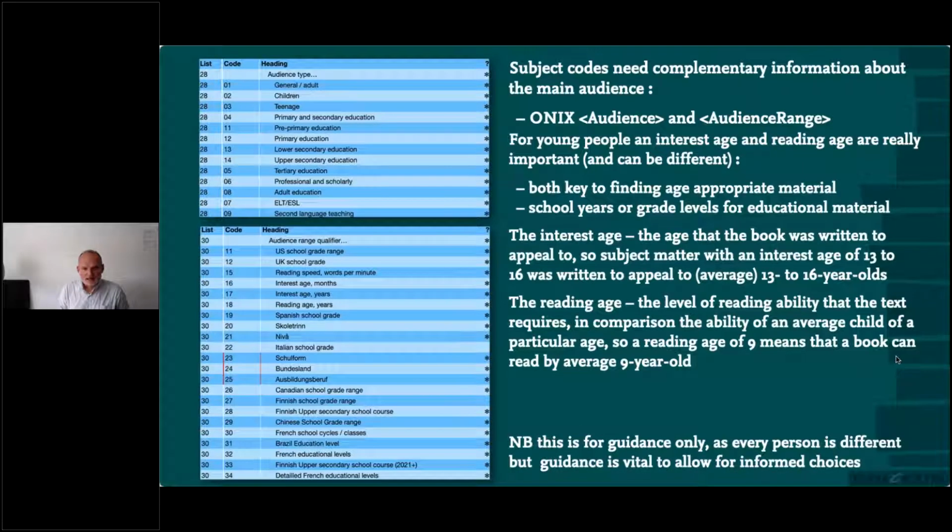And remember, these are guidelines, very important guidelines. If any of you have ever tried to buy a book for a child, or if you're a parent, you know how important these guidelines are so that you can make informed choices. But of course, every child is different. So when it comes down to each individual title, child and adults will make the decision.